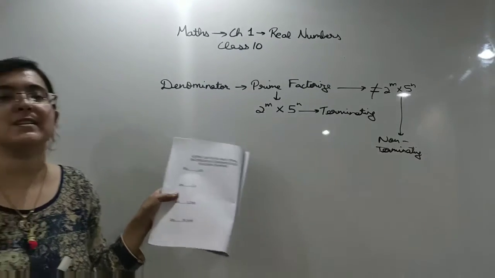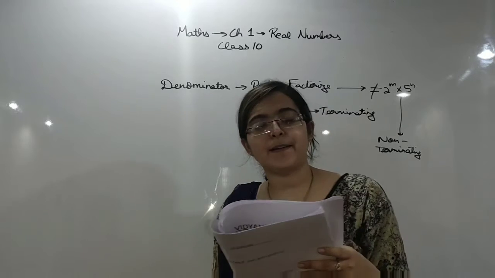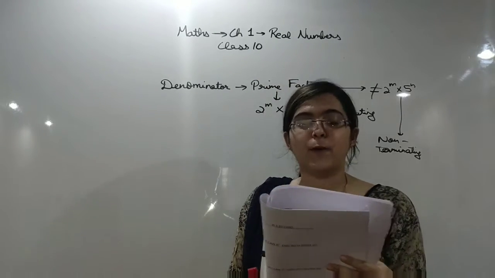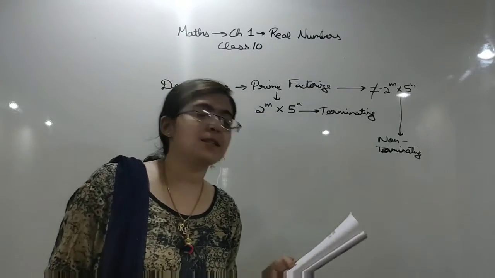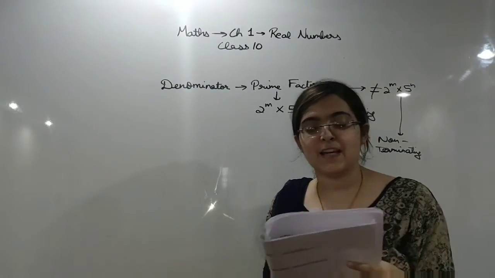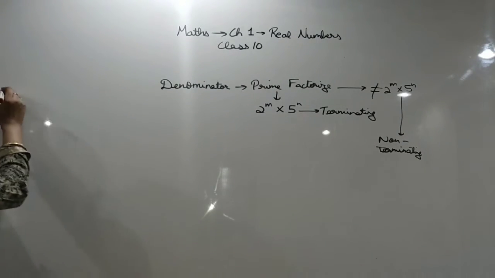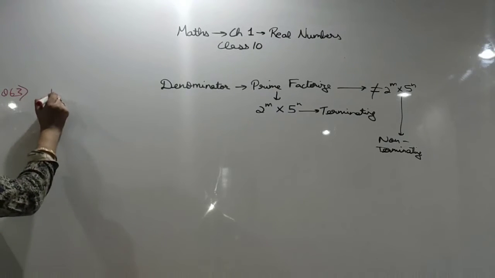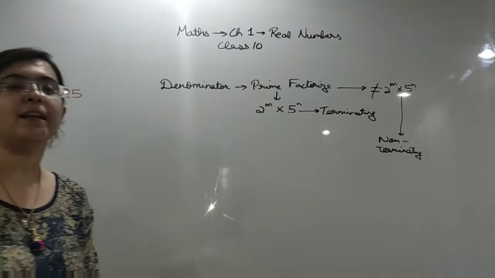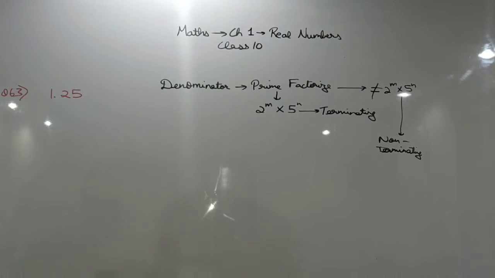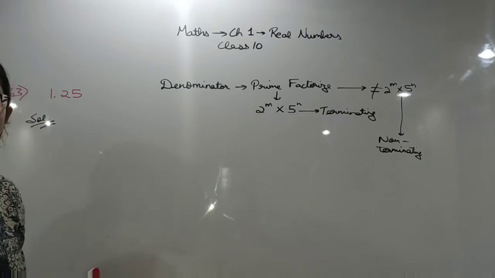See your question booklet, question 63. What is it saying? What can you say about the prime factorization of the denominator of the following numbers? This is also your NCERT question. You have read the question. Question 63, what is given? It is given 1.25. So by seeing 1.25, we know that it is a terminating decimal expansion.